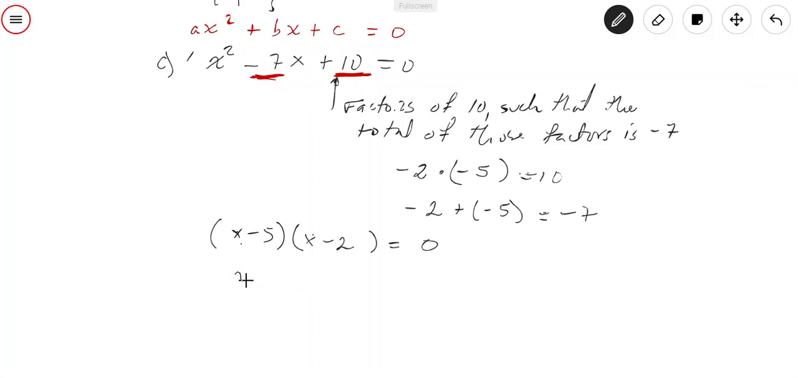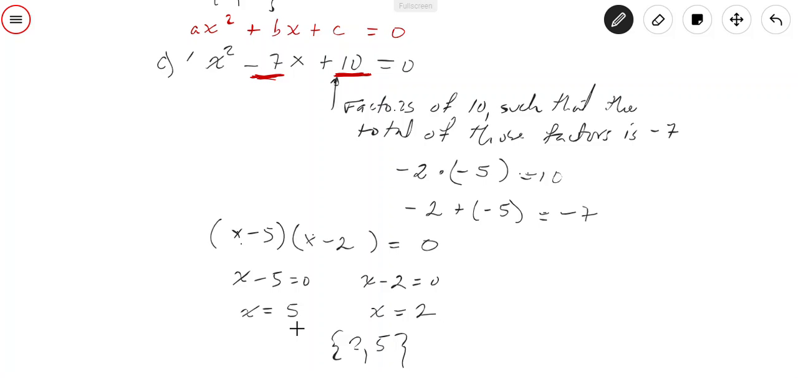So now we make the factors equal 0. So x minus 5 equals 0, so x equals 5. x minus 2 equals 0, so x equals positive 2. And I found the solutions, which are 2 and 5 in this case. So this is how you solve quadratic equations by factoring. We can have a great diversity of examples, right? I just explained a few of them.